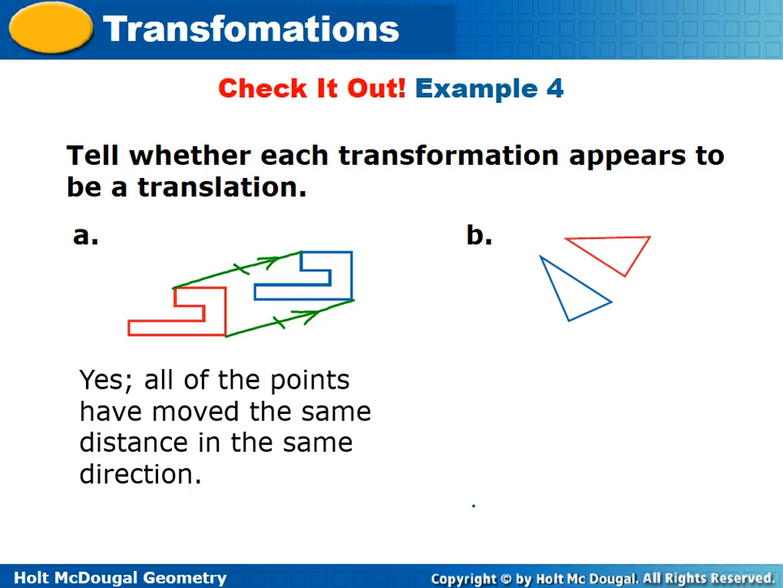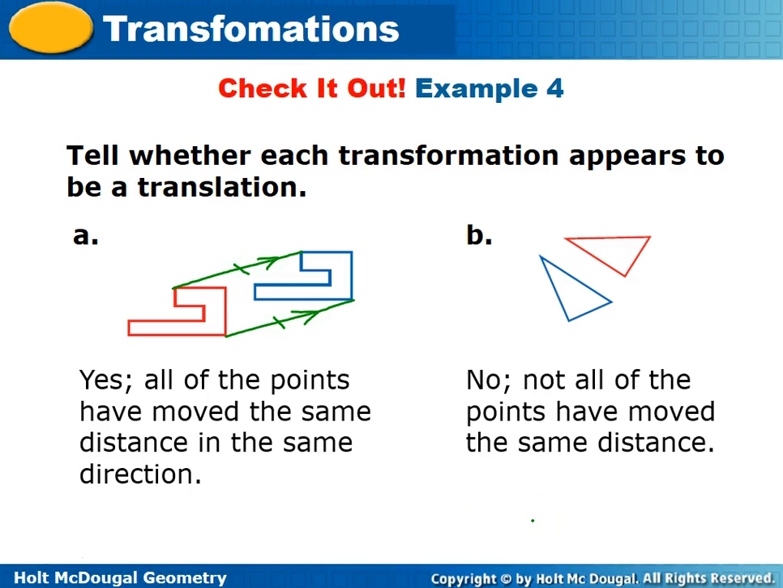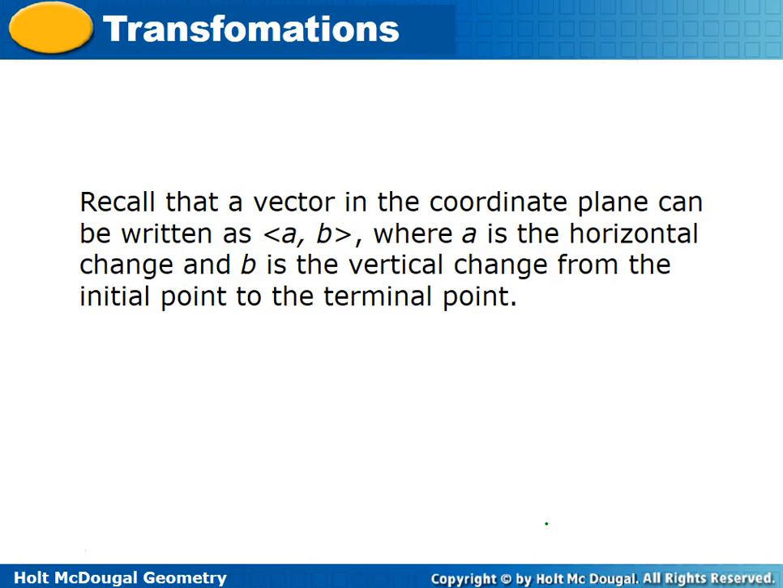The one over on the right, I don't even think those are the same shape. So we're going to say no on this one. Not all of the points have moved the same distance. And again, we could try to draw a line there, but it doesn't even look to me like they're the same shape. So that would not be a translation because translations are the same shape.